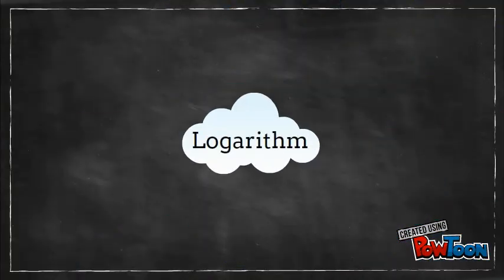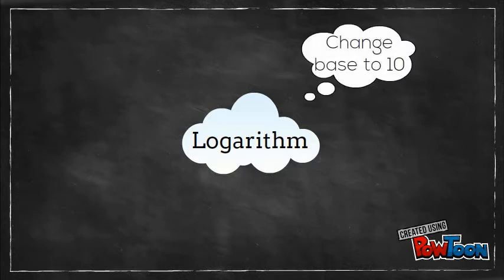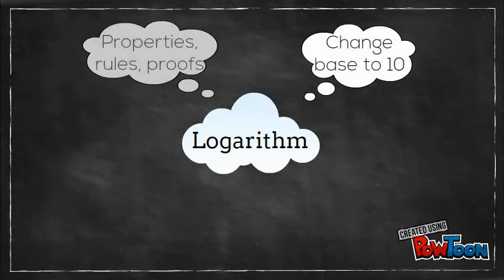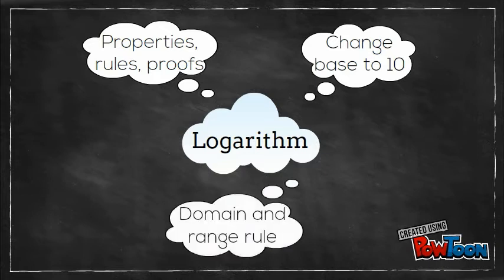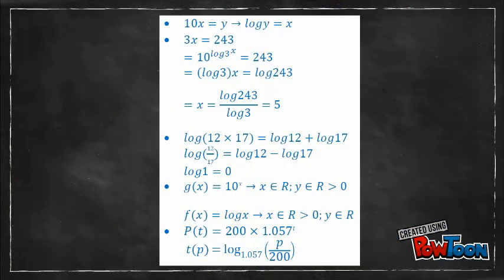What I've learned includes changing any number in the base of logarithm or exponents to 10, properties, rules, and proofs of logarithm, and lastly, the determination of domain and range of a log or exponential function. These are the proofs to show how we'll understand the lessons, which include the properties of log, changing the base to 10, and domain and range rule.